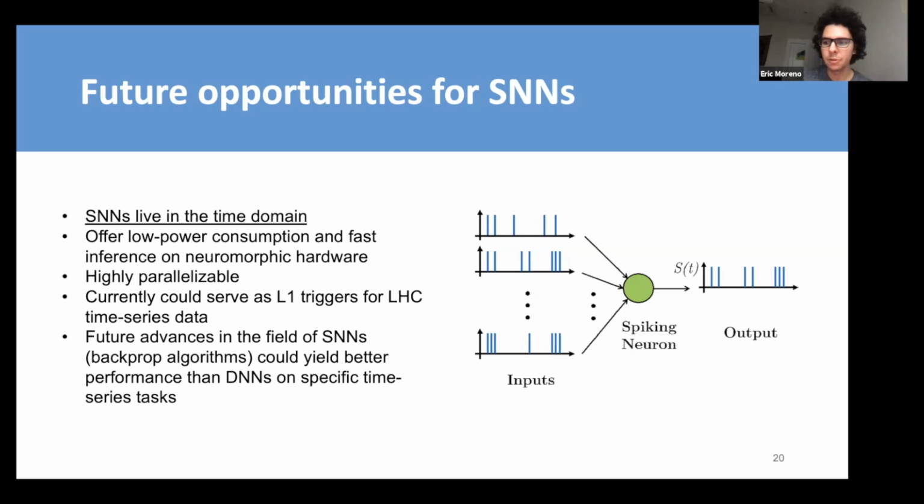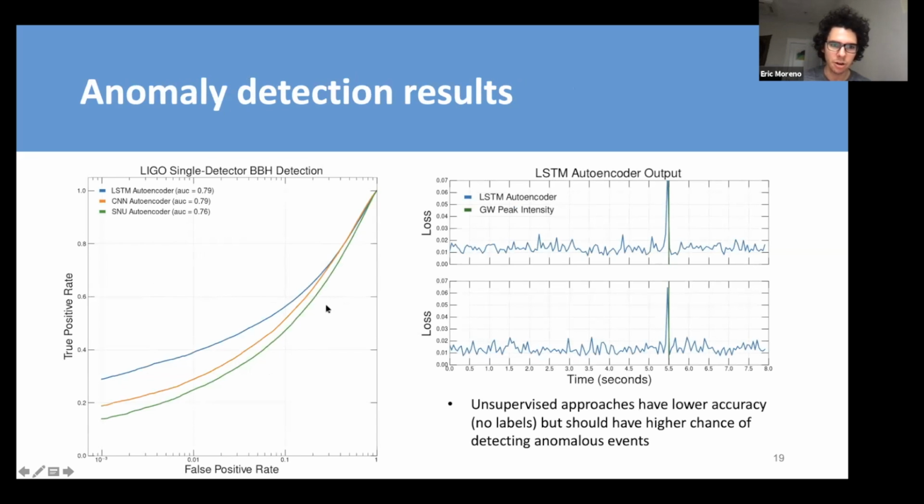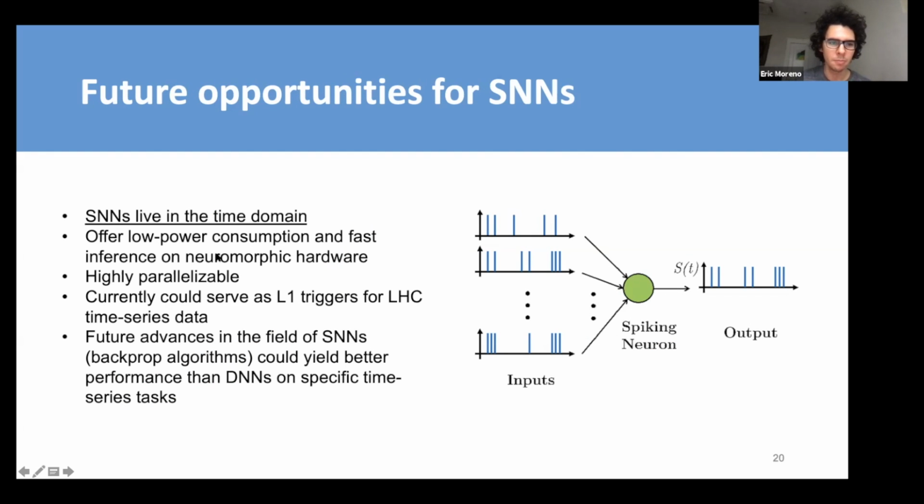Some future opportunities with SNNs for high energy physics. SNNs live in the time domain, right? And they offer low power consumption and fast inference on neuromorphic hardware. This is something I would say is pretty important, the neuromorphic hardware part. These algorithms that I was running were not on neuromorphic hardware, so they were really not any faster than algorithms that were just using normal machine learning methods. But if you're able to utilize neuromorphic hardware, and I believe Intel has a chip called Loihi, which will run spiking neural networks, you can run really fast with really low power.